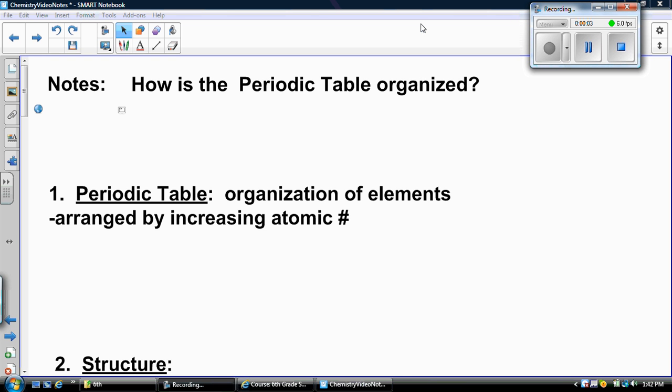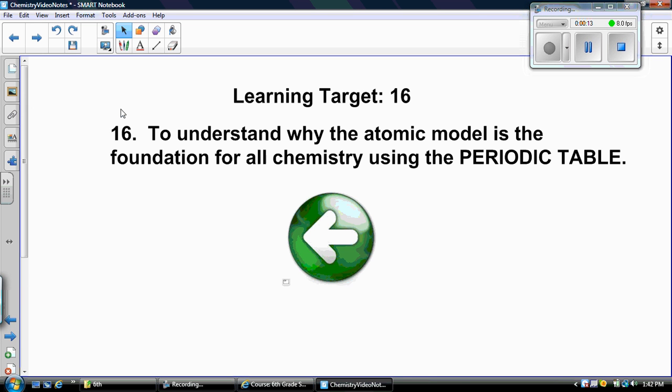Okay, now that you have an understanding of what an atom is and the parts of an atom, we're going to look at how atoms are arranged on the periodic table. So this goes with learning target 16. You should be able to understand why the atomic model is the foundation for all chemistry using the periodic table.